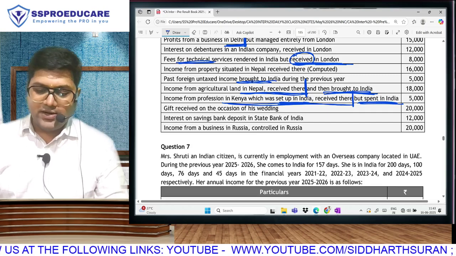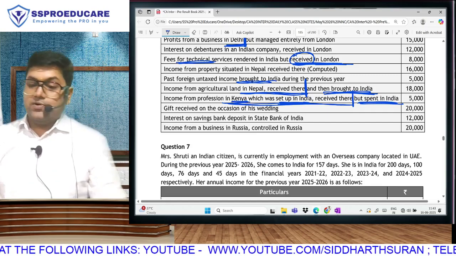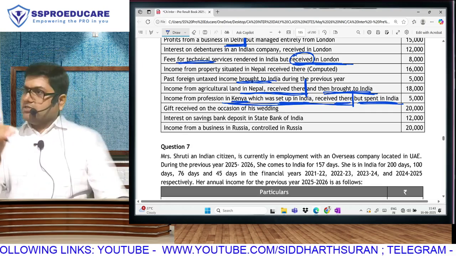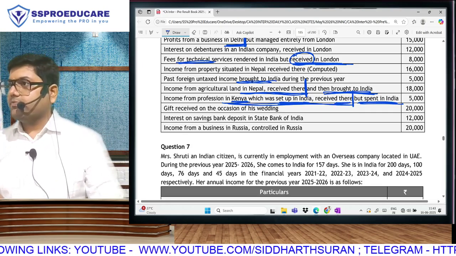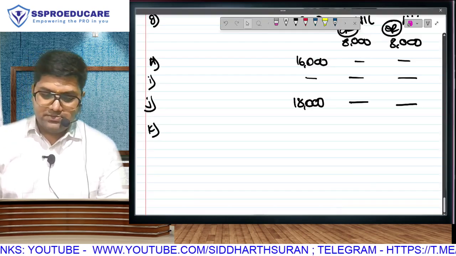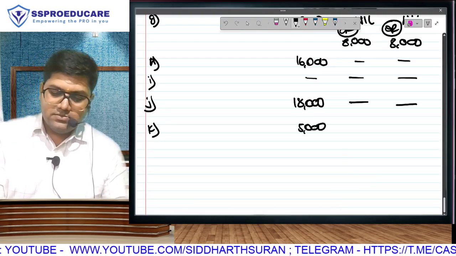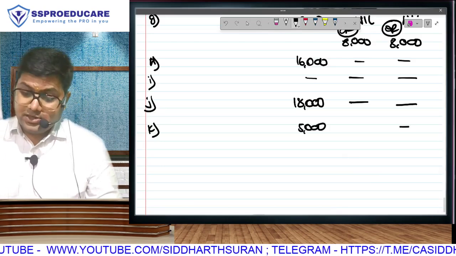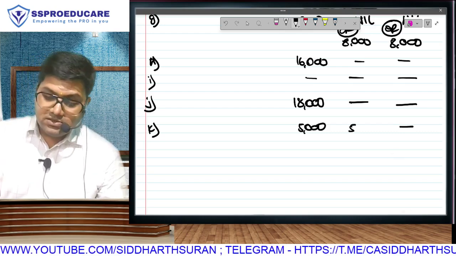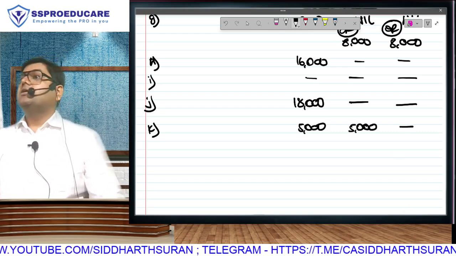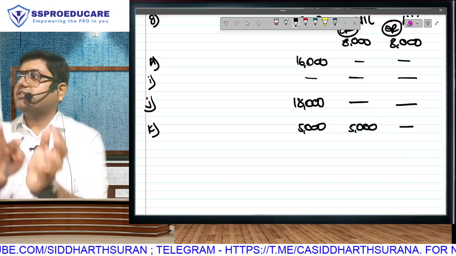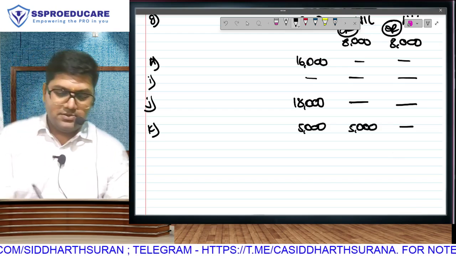Is it Indian income or foreign income? Foreign income. Only what is happening in India? Control. Received also where? There. Supposing the money was received in India, then it would be Indian income. But this is foreign income. So what about the first column? Still it will come. Since it is foreign income, the third column is easy. What about the second column? Why 5,000? Because in the case of profession, the word changes from control to setup.